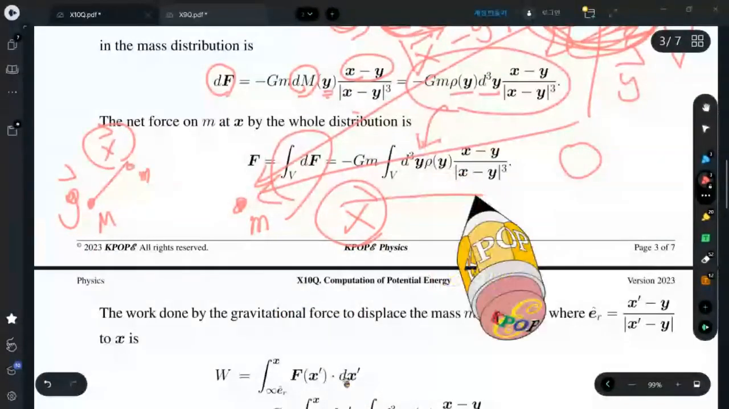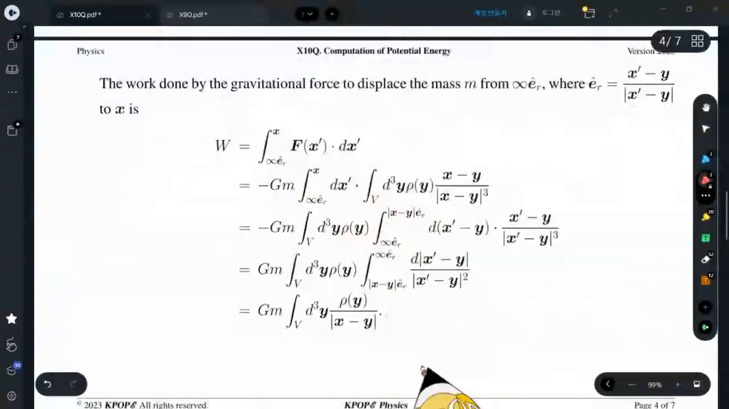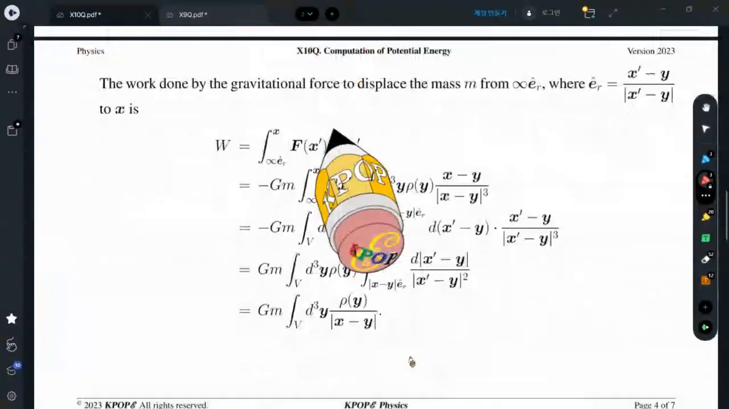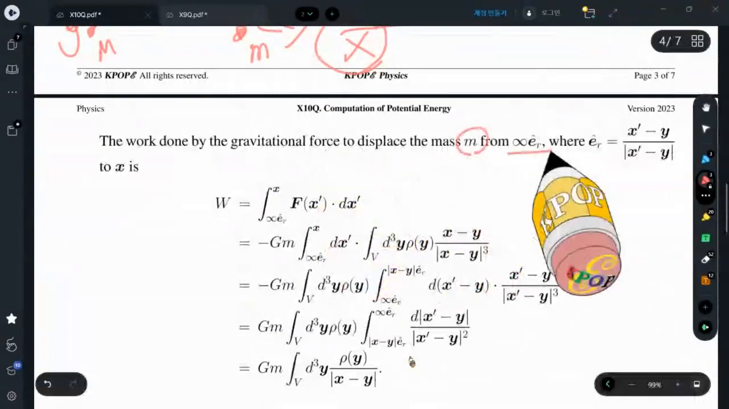So carbon copy, and then I have substituted in here the work done by the gravitational force to displace mass m from infinity to this place.